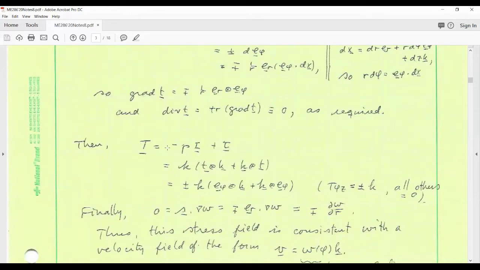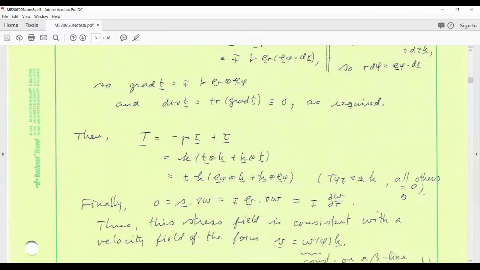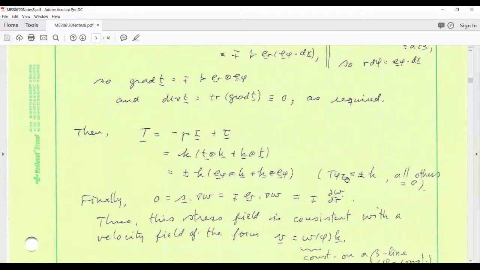Let's reconstruct the Cauchy stress. Minus p identity plus deviatoric part. No pressure here. We have this. We don't know T apart from sign. This tells us then that the Cauchy stress has only one non-zero component on the polar basis that we have. Just the phi z component of T is non-zero, and it's plus or minus the yield stress in shear. All other stresses are 0. Of course, T sub phi z is the same as T sub z phi from symmetry of T.